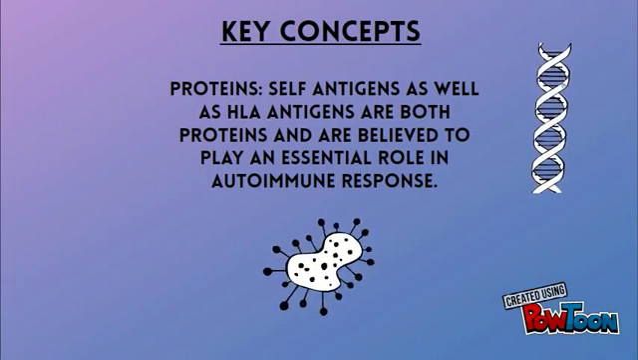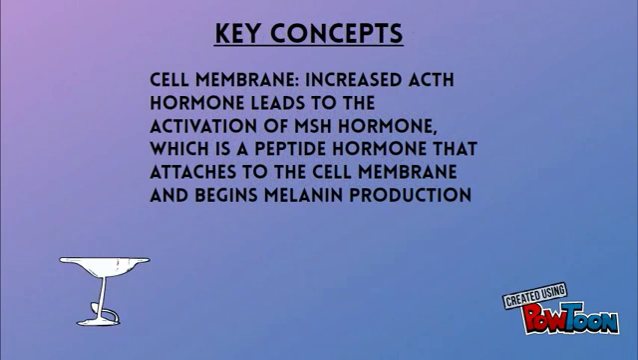Proteins. Self-antigens as well as HLA antigens are both proteins and are believed to play an essential role in autoimmune response. Cell membrane. Increased levels of adrenocorticotropic hormone, also known as ACTH, can often cause the activation of melanocyte-stimulating hormone, or MSH. MSH is a peptide hormone that attaches to the cell membrane of melanocytes to begin melanin production.